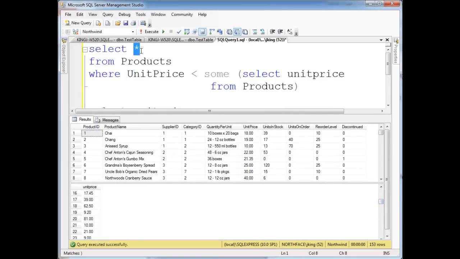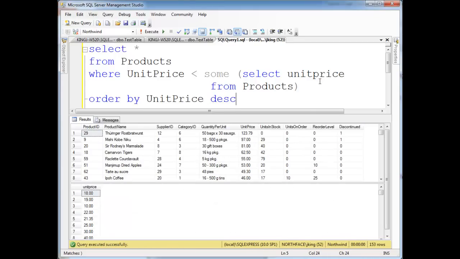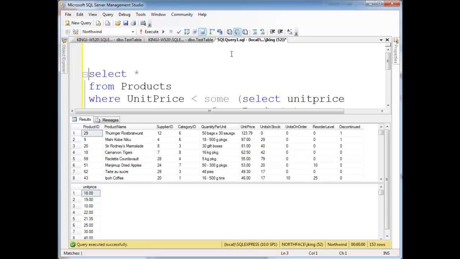Well, think about it. The only product where the unit price won't be less than at least one product is the most expensive one. Let's make it easy here. ORDER BY unit price, let's do descending, so we put it at the beginning there. Let's rerun that. So unit price is $123.79. Remember, the most expensive product, if I recall, was that one product that was, I think, $263, somewhere around there. Anyway, just in summary, we've got to do the proper commenting here.